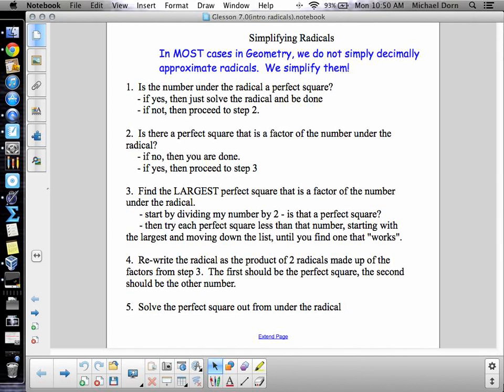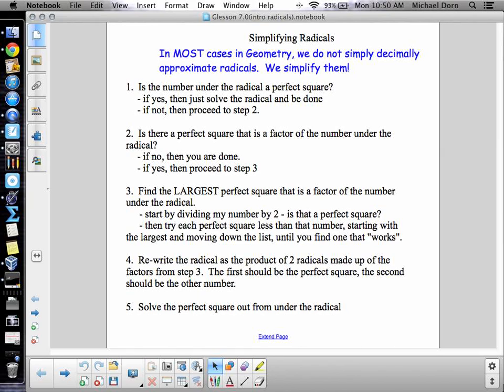So in most cases in geometry, we do not simply decimally approximate radicals. If we get something like the square root of 72, I don't just put down that that is about 8.6, or whatever that would be, 8.5, somewhere around there. We actually write things in lowest radical form.